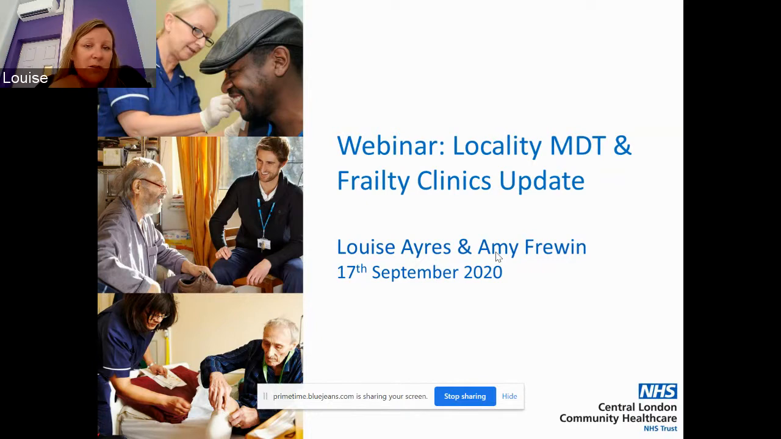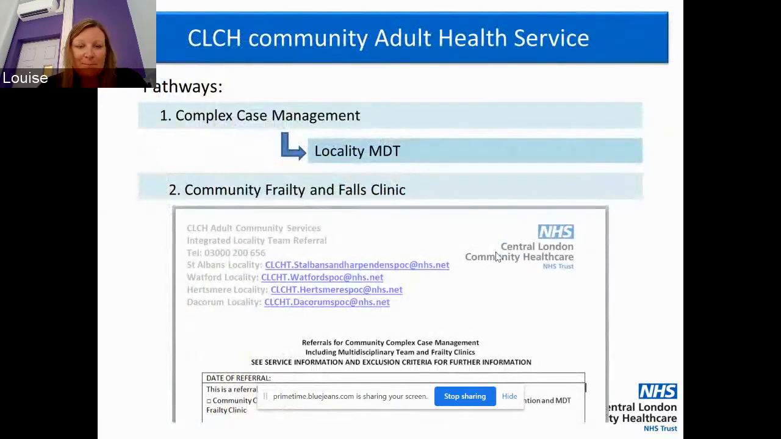Amy's going to take us through the first section, which is about our Locality MDTs, and then I'll do a short section on Frailty clinics. We will make a start and see where we get to. Katie, could you get to the first slide, please? Over to you, Amy.